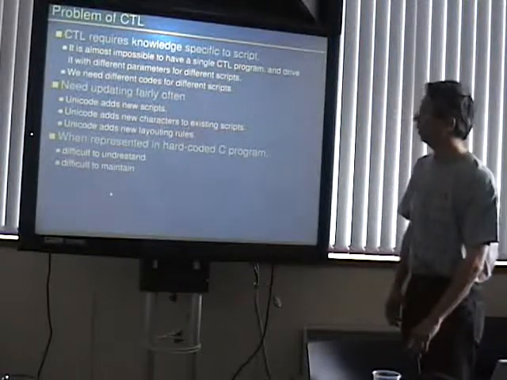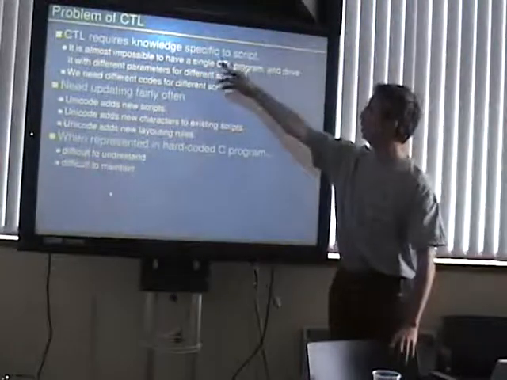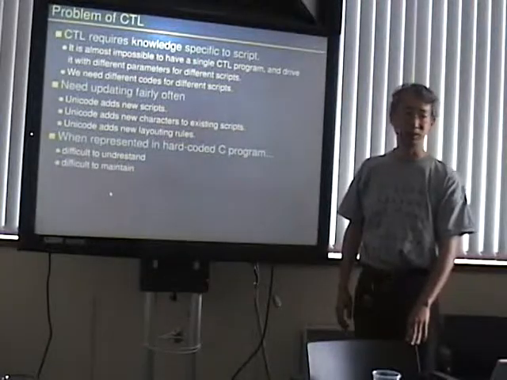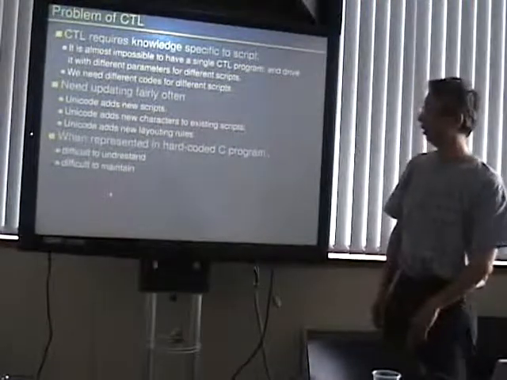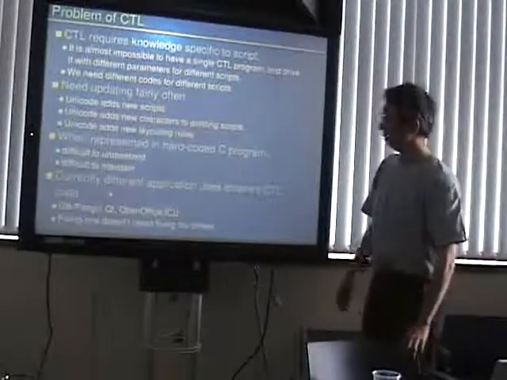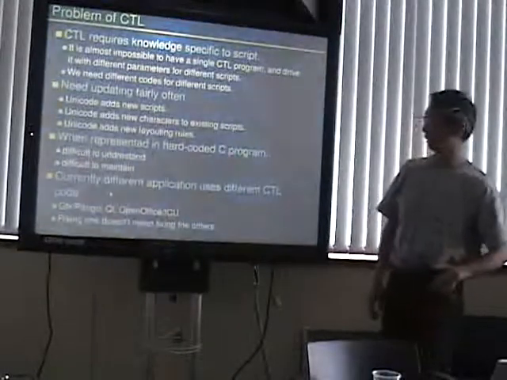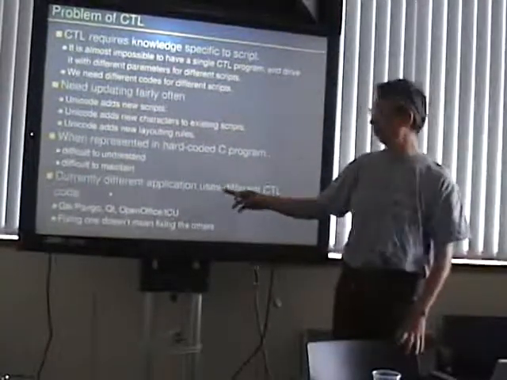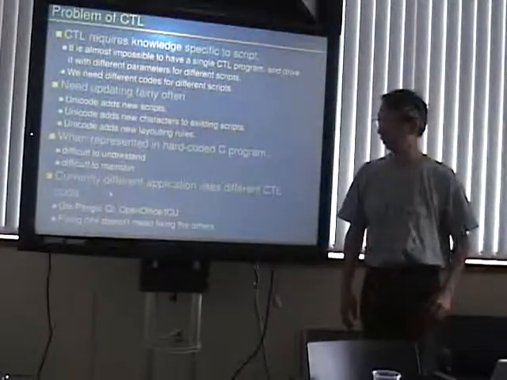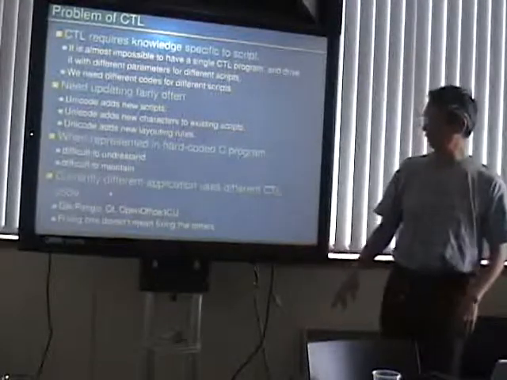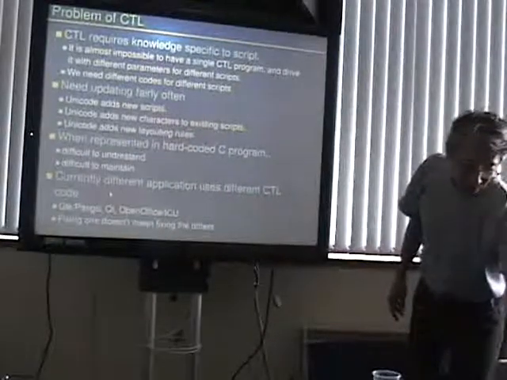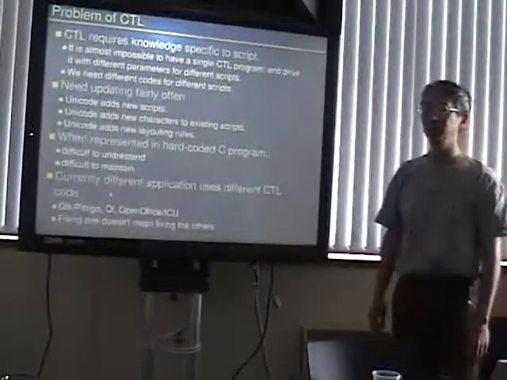And when this kind of knowledge is represented in a hard-coded C program, it's very difficult to understand and very difficult to maintain. Finally, different applications use different CTL code. For instance, GTK uses Pango, Qt is another one, and Android uses ICU. So fixing one of them doesn't mean fixing the others.